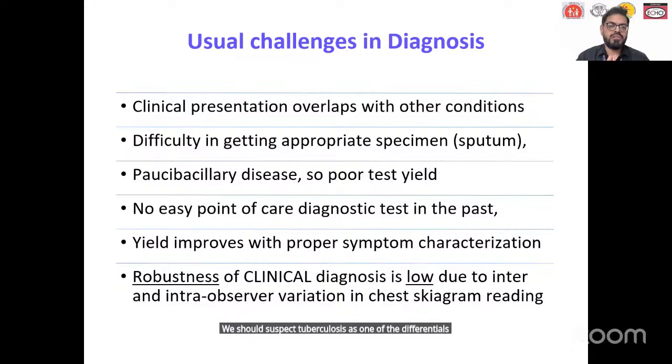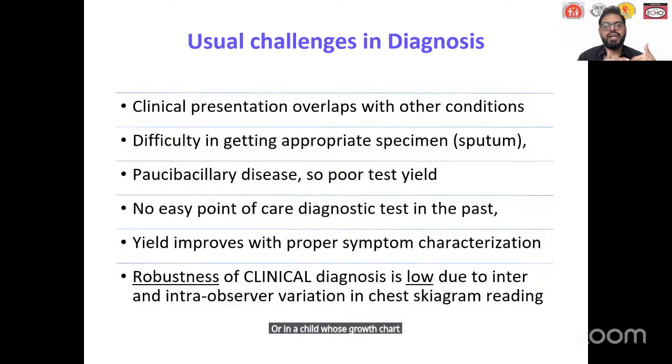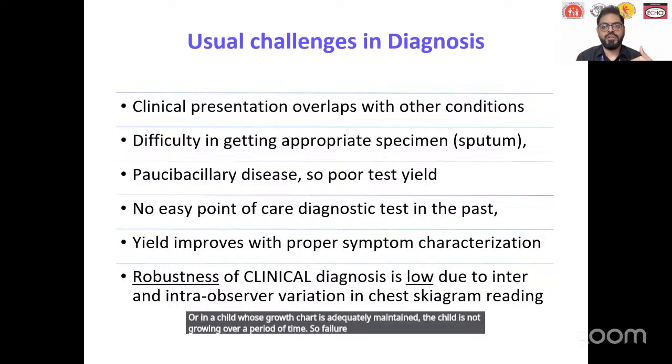And the third complaint would be a definite loss of weight. If we have the previous weight records of the child, a loss of more than 5% of the child's weight over a span of 3 months, or, in a child whose growth chart is adequately maintained, the child is not growing over a period of time. So failure to gain weight is also important. If any one or more of these symptoms in combination are present for more than 2 weeks, we have to presume TB in such a patient.